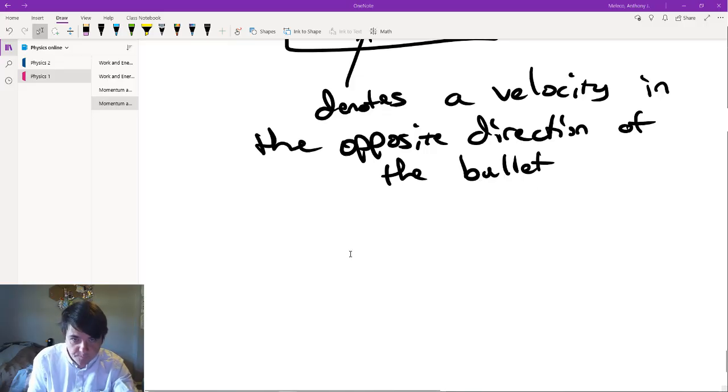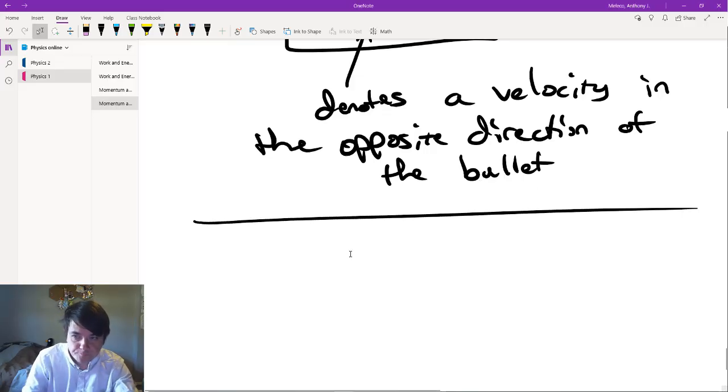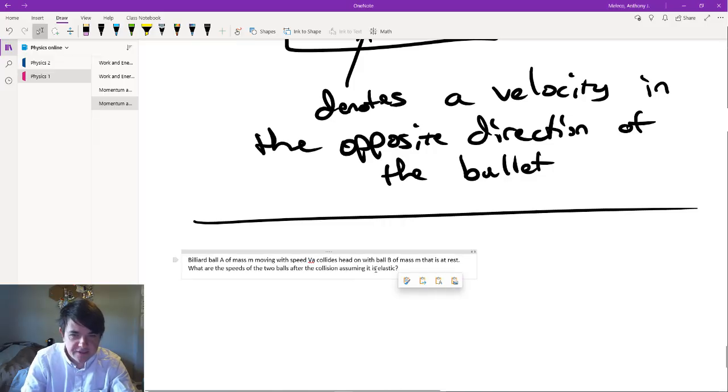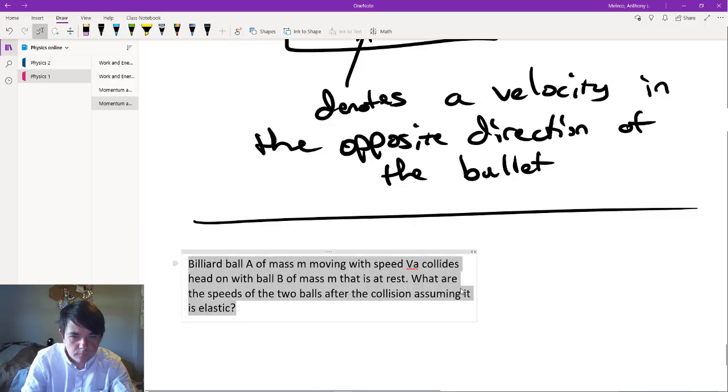The next one that we're going to do is about billiard balls. There's really not too many varieties of problems that come with this. I mean, there's some. We're covering most of them.